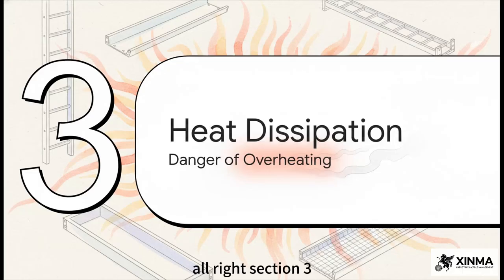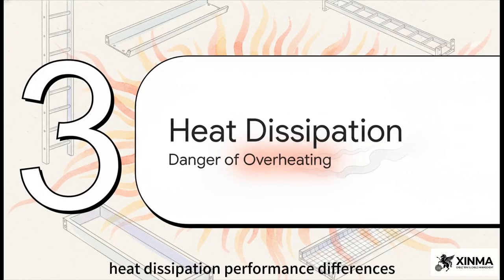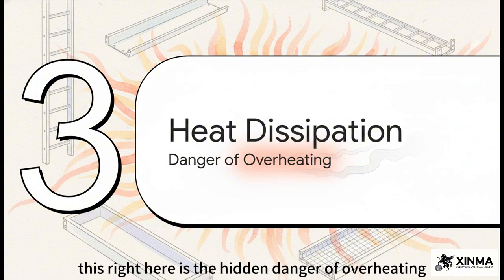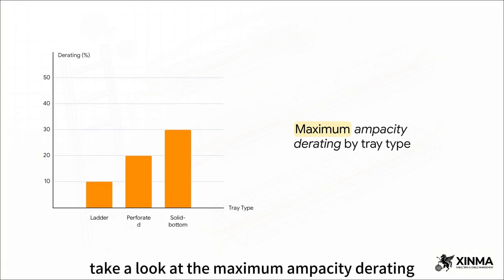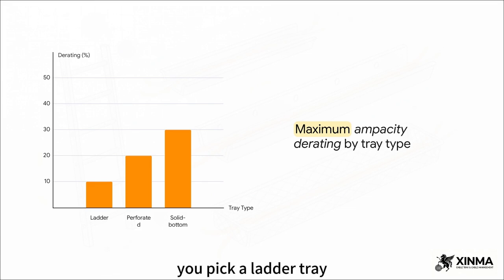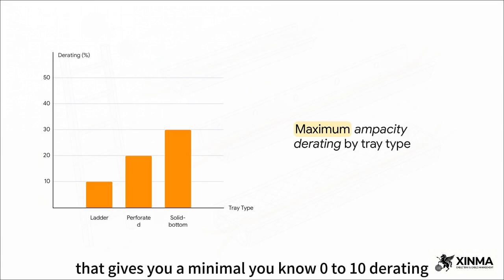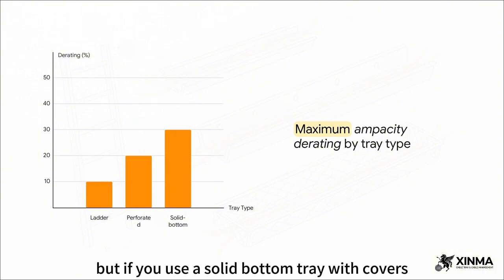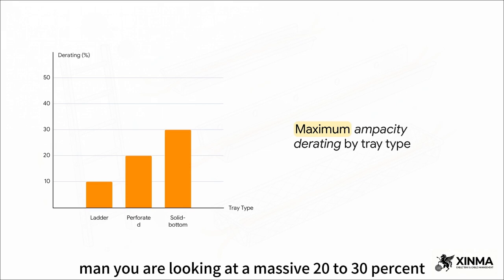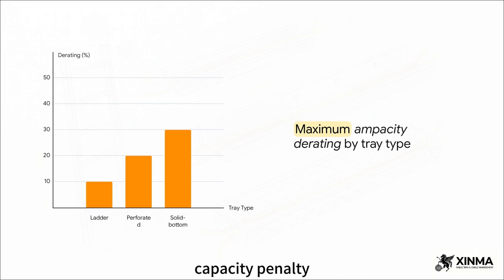All right, Section 3, heat dissipation performance differences. This right here is the hidden danger of overheating. This is the exact thermal trap we supervisors absolutely dread. Take a look at the maximum ampacity derating based on the type of tray you pick. A ladder tray? That gives you a minimal 0 to 10% derating. It breathes beautifully. Step up to a perforated tray and you hit 10 to 20%, but if you use a solid bottom tray with covers, man, you are looking at a massive 20 to 30% ampacity penalty.